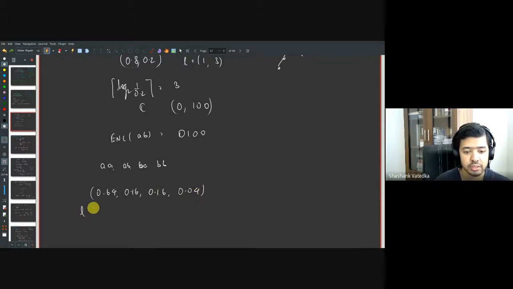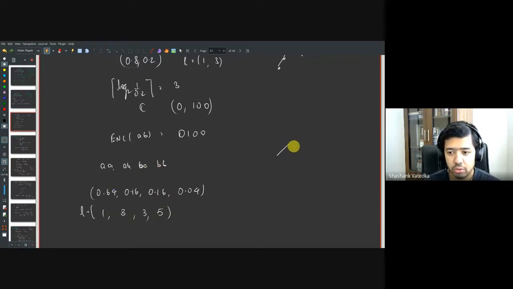So the lengths now are going to be 1. What is log of 1 over 0.16? Let's assume that it is, hopefully, going to be 3, and this might be, I don't know, 4 or 5 maybe. So if I do block-wise encoding, if I design a code for blocks of 2 symbols, then my code is going to look different.